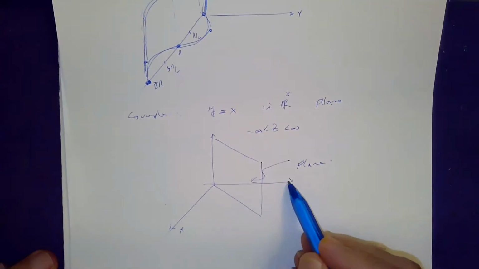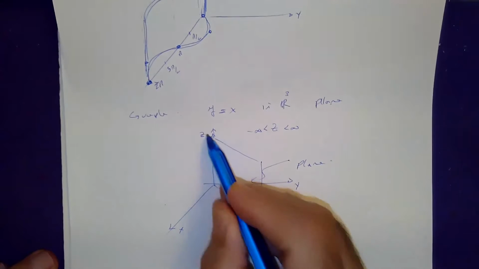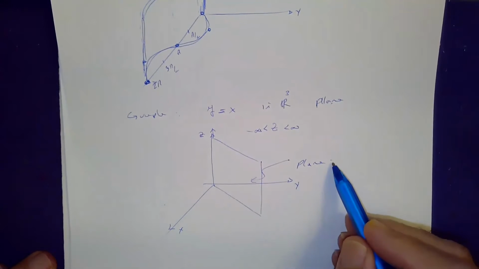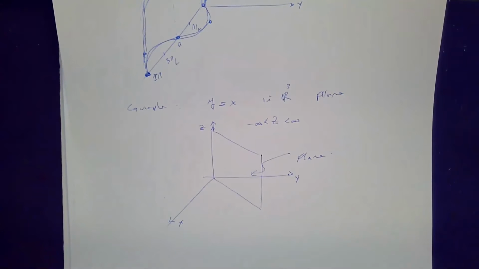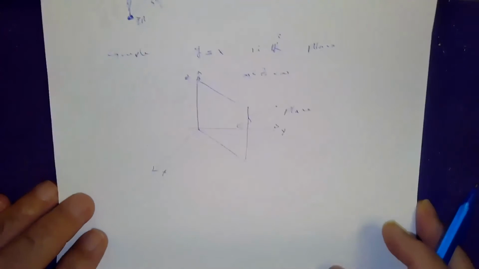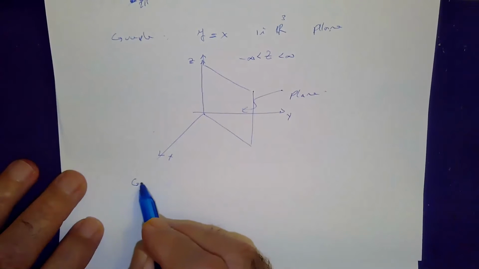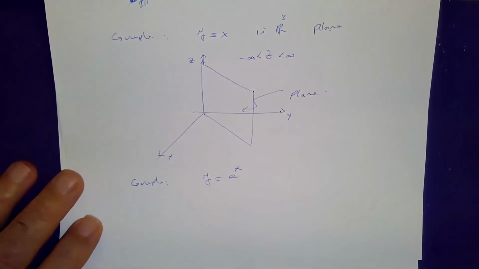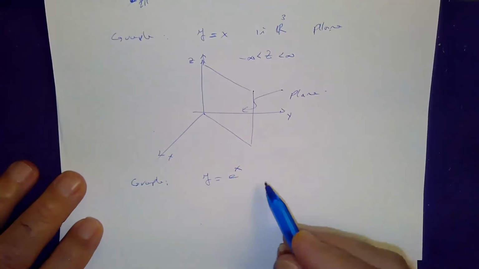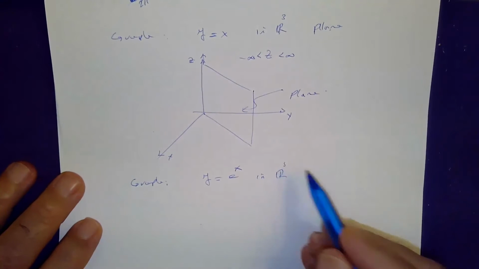So this is the x-axis, that's the y-axis, that's the z-axis. The plane happens to be the simplest surface you can get your hands on. You all see it? As a matter of fact, you can go on with other graphs, like let's say e to the power of x. Okay, what is it?